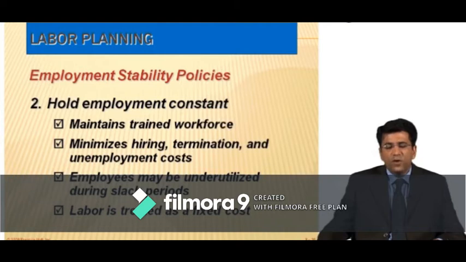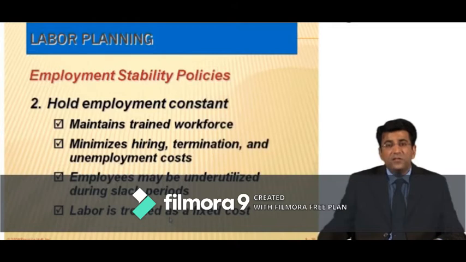The other approach is to hold employment constant. Now in this approach, we hold the employment constant, and it does not depend on the level of demand in the organization. This approach maintains the trained workforce. So in this perspective, it may minimize hiring, termination and unemployment costs, because now you are maintaining the human resource permanently or constantly in your organization.